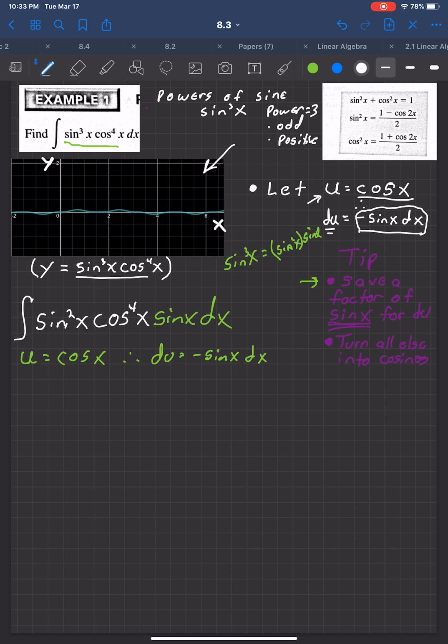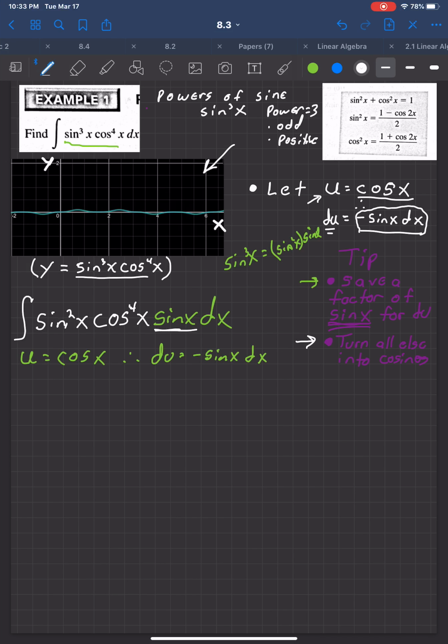I'm going to let u think about plugging in u for cosine. All right, so let me do this. I hate when I change my strategies along the way, but let's do it this way. Let's go ahead and go to tip 2, which is turn all else into cosines.